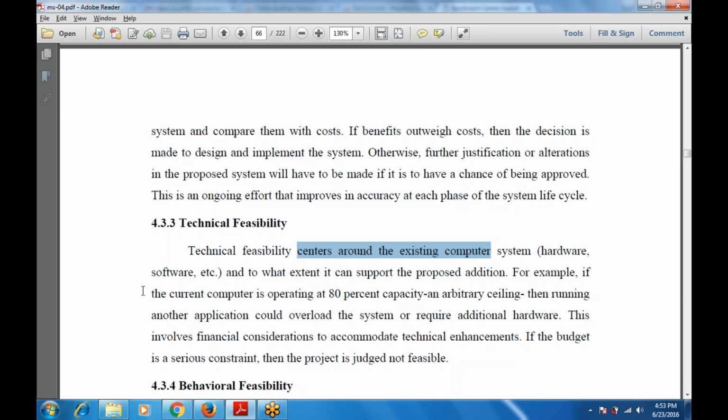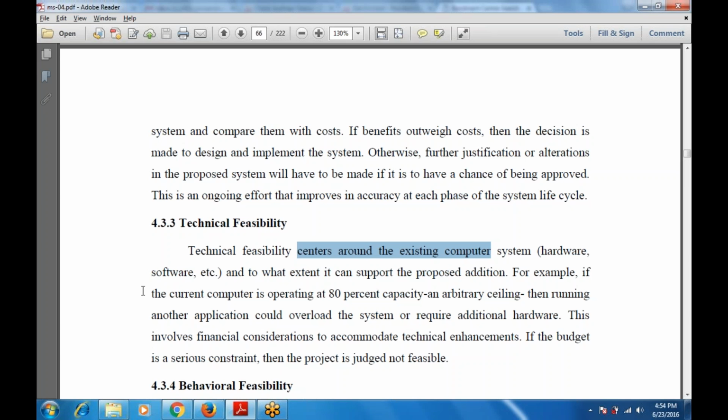For example, if the current computer is operating at 80% capacity and there's a ceiling, then running another application could overload the system or require additional hardware. That means what are the various techniques required in building the system. For example, whether it is operating at 80% capacity or 60% capacity, and then running another application could overload the system or require additional hardware.